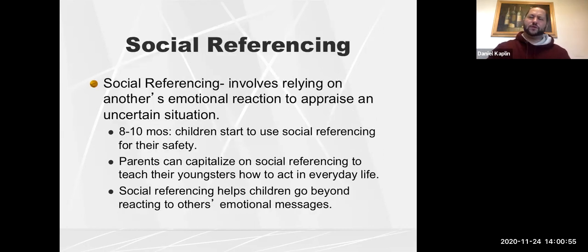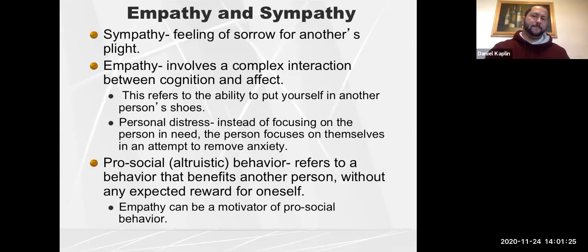Now, we also talked about social referencing. Social referencing is the ability to understand what emotions are okay to express based on looking at other people. Now, by 8 to 10 months, children start to use social referencing for their own personal safety. Parents can capitalize on this and teach their children how to act in everyday life. But as they get older, they become more attuned to it.